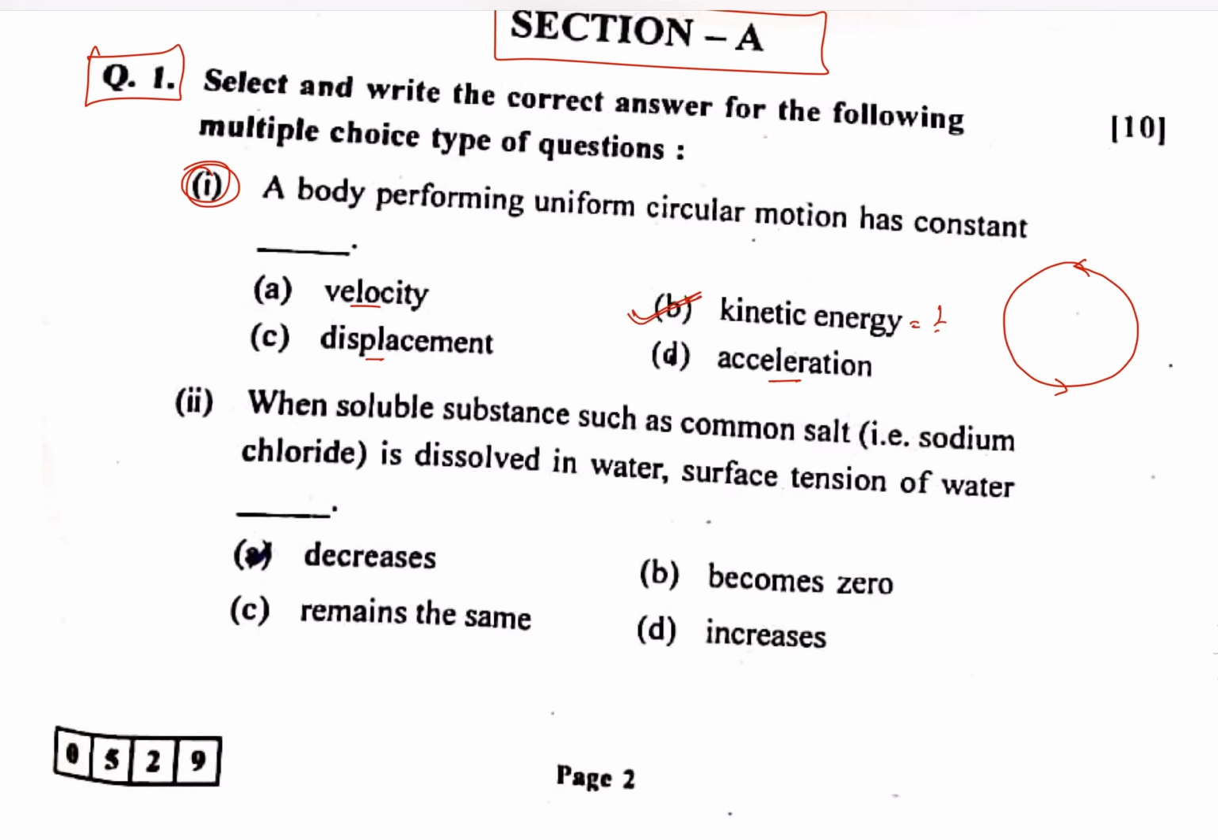Kinetic energy is given by the formula 1 by 2 mv square, where m is the mass and v is the velocity. But when we square the velocity, it becomes a scalar. So v square does not depend on the direction. In uniform circular motion, everyone knows that speed is constant. In this formula of kinetic energy, v stands for speed, which is constant, so kinetic energy is constant here. So the answer for question 1 is kinetic energy.